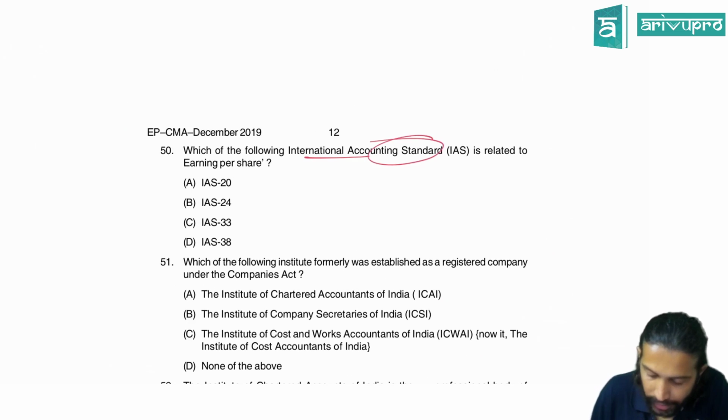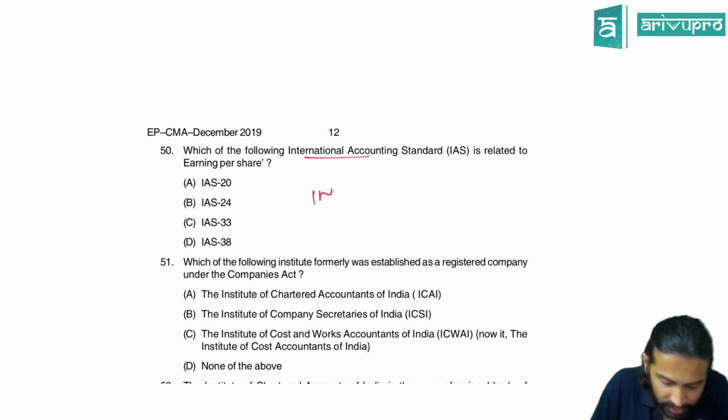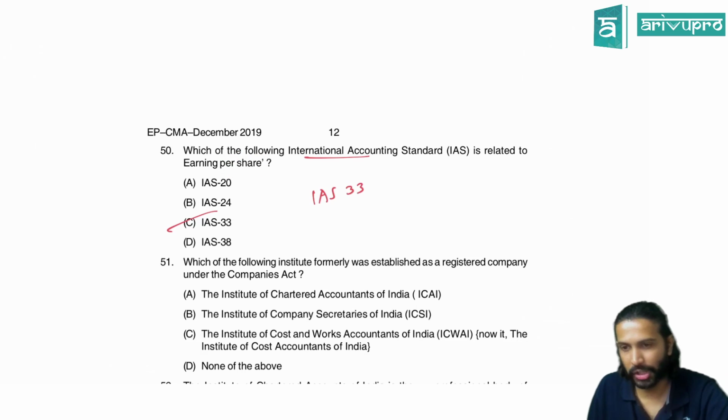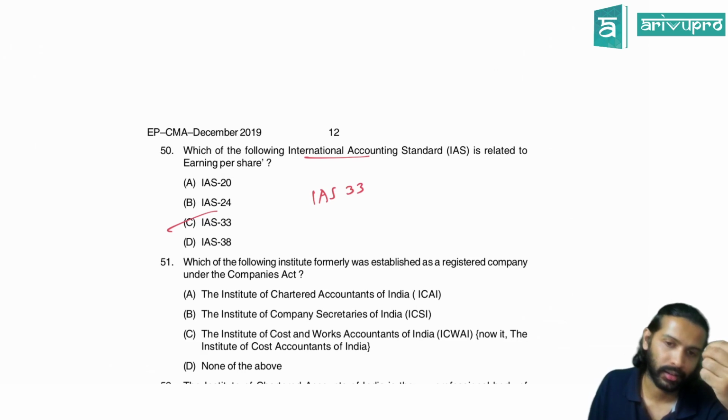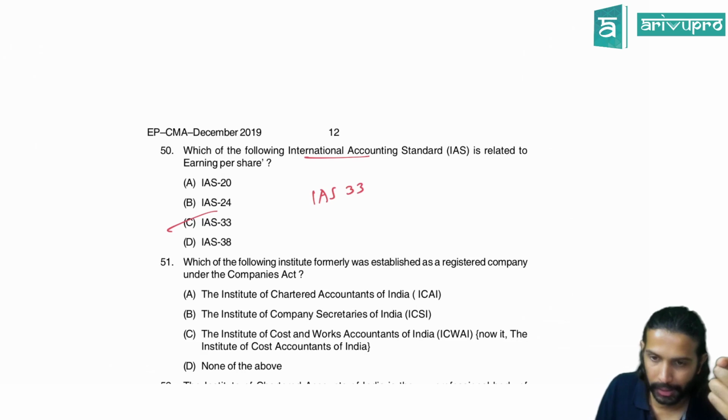Which of the following international accounting standard, IAS, is related to EPS? It is IAS 33. IAS 33 talks about earnings per share. We have discussed earnings per share. Two types of earnings per share are there. Basic EPS and diluted EPS.